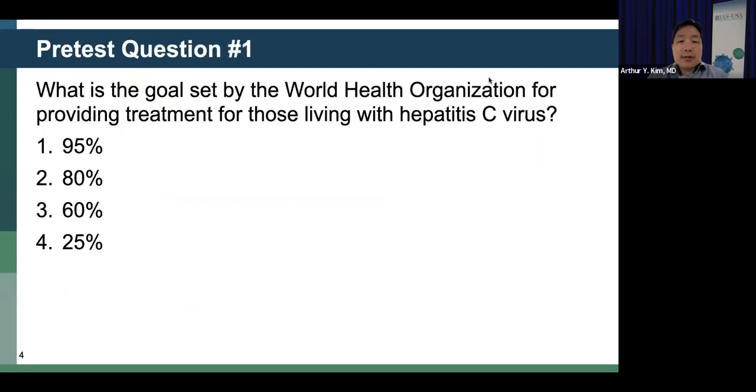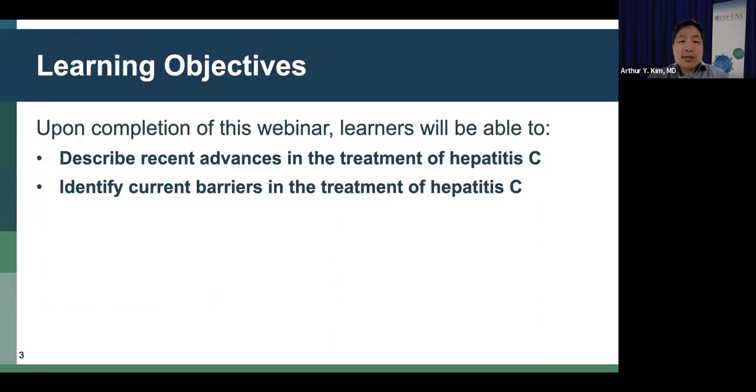So what we'd like, in terms of learning objectives, is that by the end of this webinar, you'd be able to describe the recent advances in the treatment of hepatitis C, which now date back 5-6 years, but we now can treat and cure greater than 95% of all individuals.